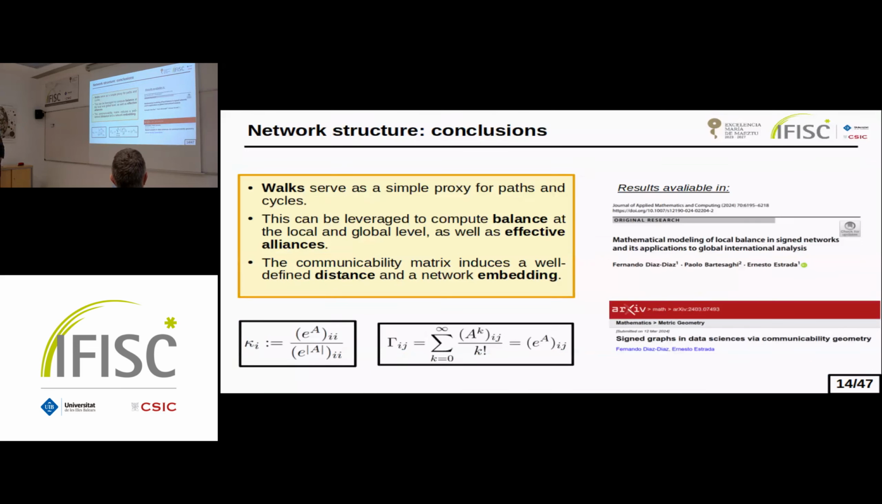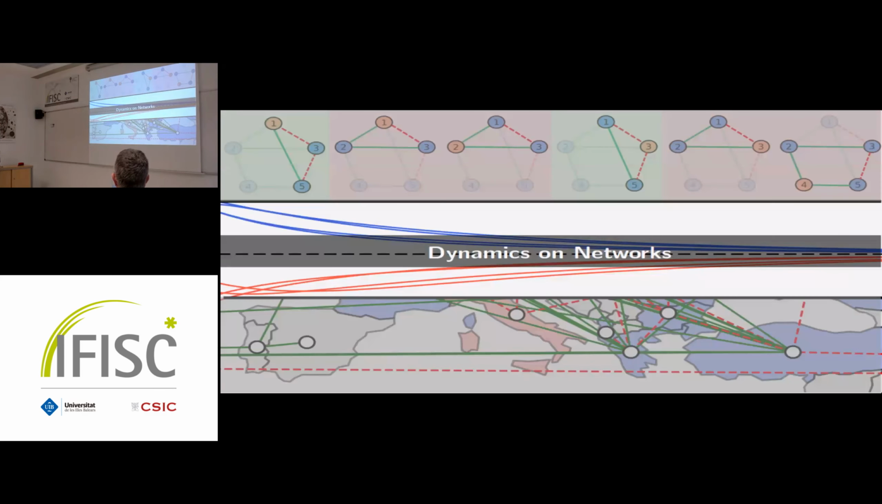So this concludes the first part about network structure, and the key messages that I want you to remember are: first, that walks are a proxy for both paths and cycles. Second, that we can leverage this to measure balance at the local and global level, as well as effective alliances and enmities. And third, that the communicability induces a well-defined distance, an embedding, and an angle between nodes. We will use the communicability angle a lot in the last part of the talk. The results are published in this article and this preprint. And now let me move to the second part, which concerns dynamics on signed networks.